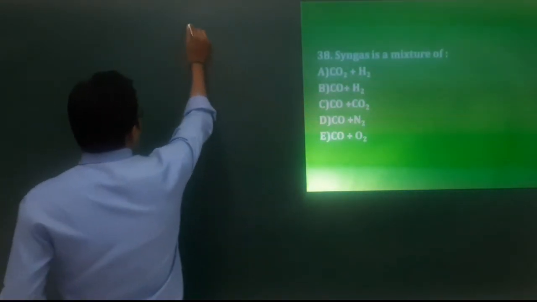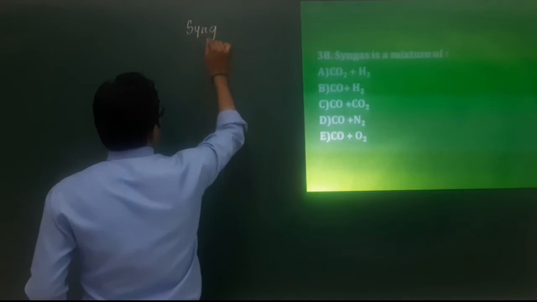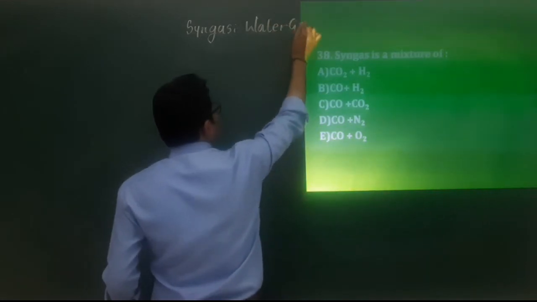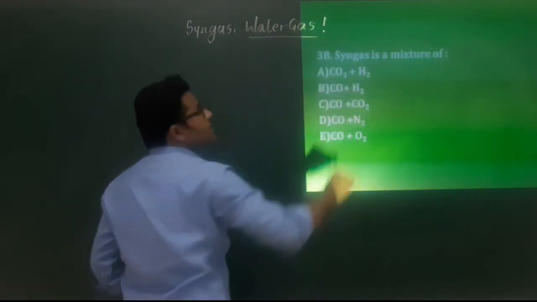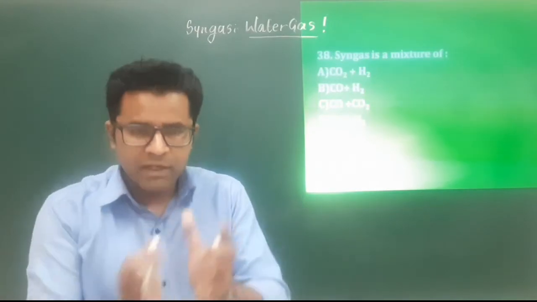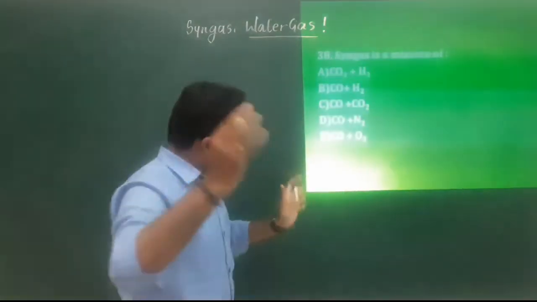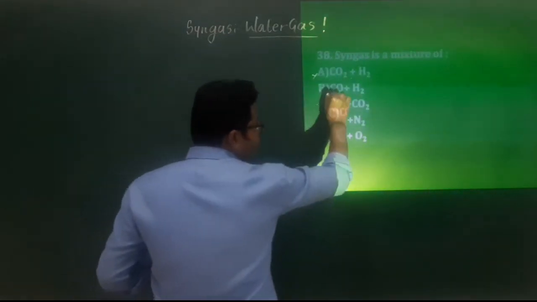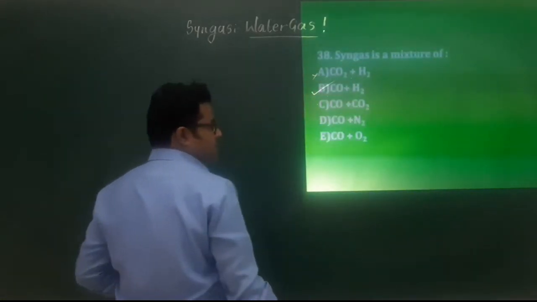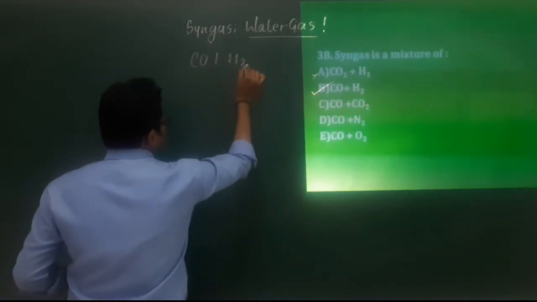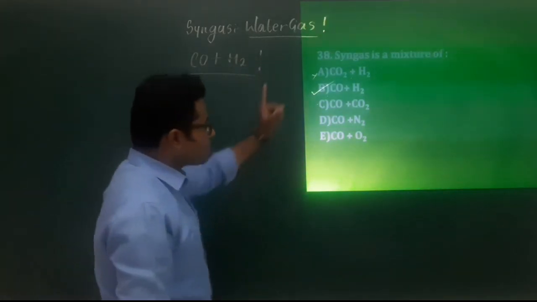Coming towards the next question, syngas. Syngas is nothing more than water gas itself. Another name for water gas is syngas. A syngas or water gas is a variable combination of carbon monoxide and hydrogen. So carbon dioxide plus hydrogen, no. Carbon monoxide plus hydrogen is actually the correct answer. Therefore, B, that is carbon monoxide plus hydrogen, is the correct answer for syngas.